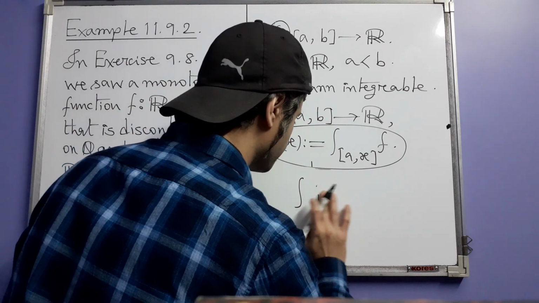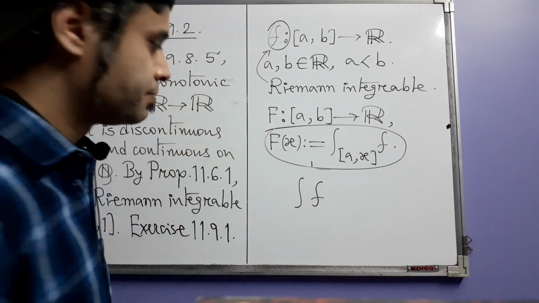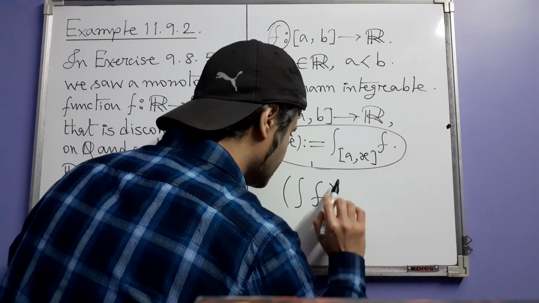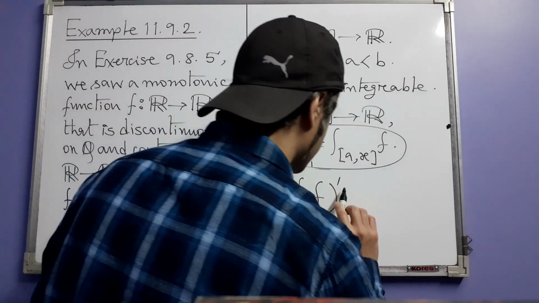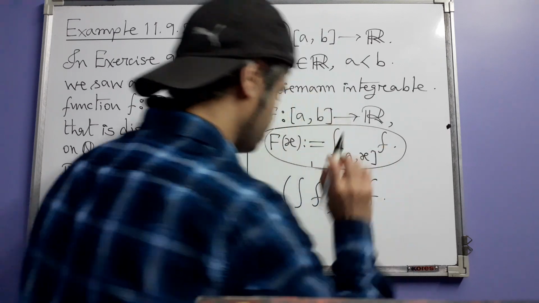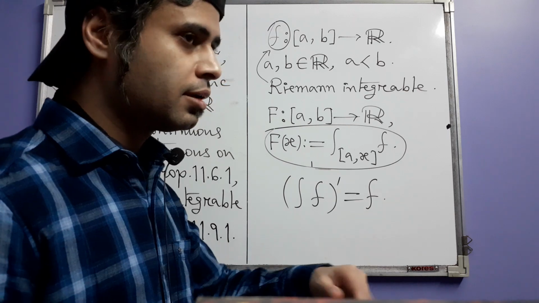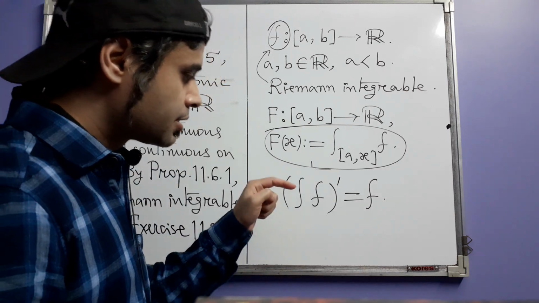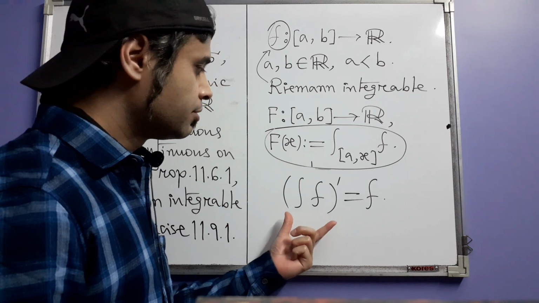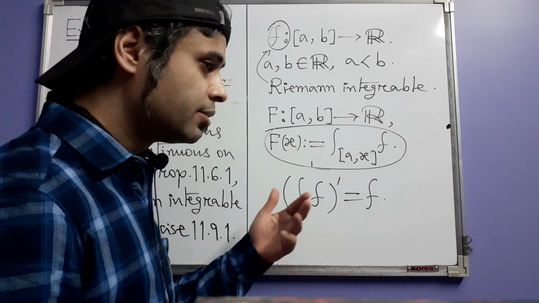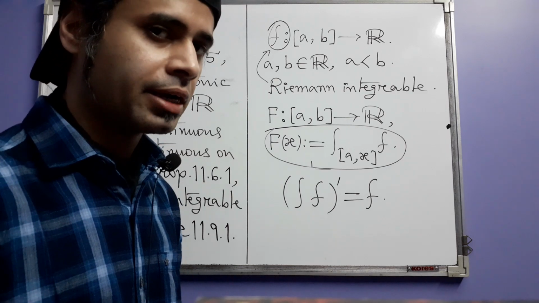This is what capital F is. Okay. Differentiating capital F gives us small f back. That means derivative of integral gives us the function back. Now, the second fundamental theorem does its opposite. In it, we are going to integrate a derivative and get the original function back.